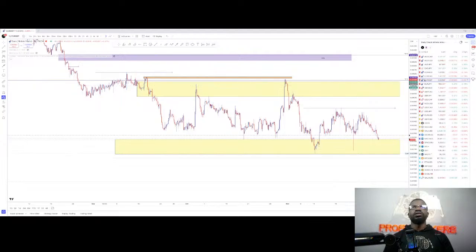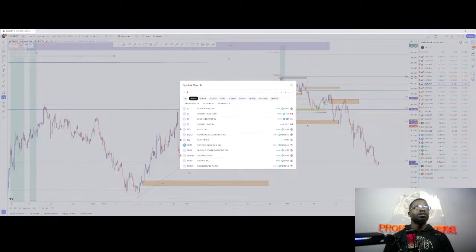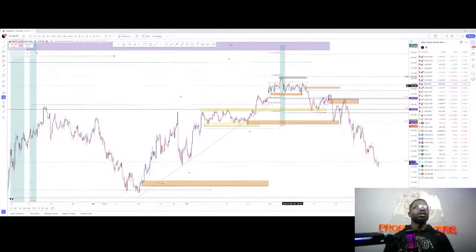So key levels on here, set. Euro JPY. Everything is just falling.